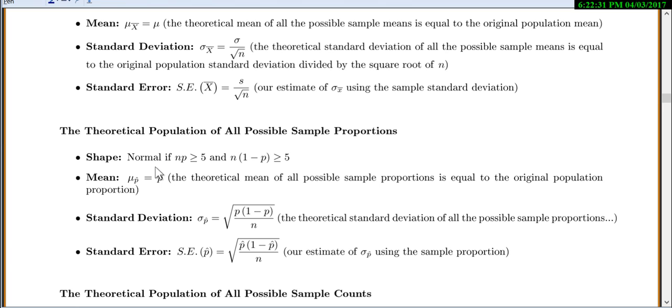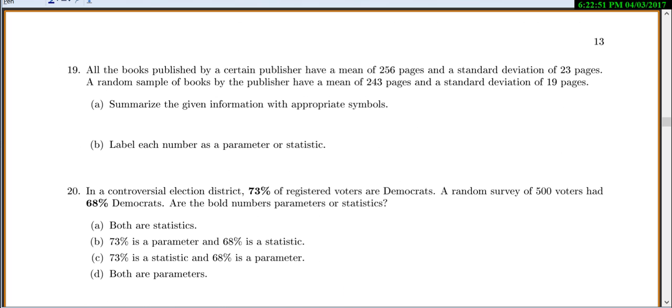So the shape will be normal if n times p is at least 5 and n times 1 minus p is at least 5. The mean for all your possible sample proportions would be equal to just p, and the standard deviation for all your possible sample proportions would be the square root of p times 1 minus p over n. So with that in mind, let's go back.